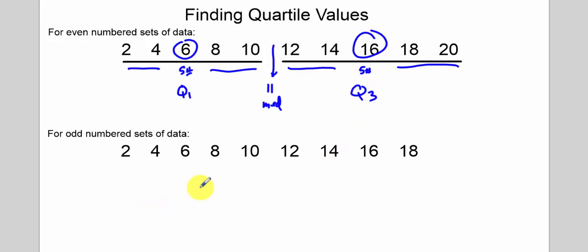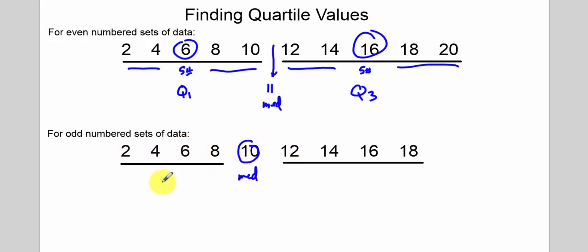For an odd numbered data set, again, we know that we should have an equal number of numbers on each side of that median. So in this case, from 18 to 12, that's 4 numbers, and from 8 to 2, that's 4 numbers. So that middle number of 10 is our median. Again, we're not going to use the median in determining our quartiles.